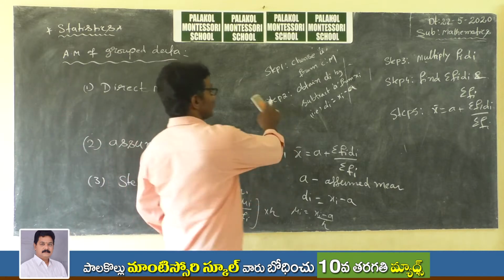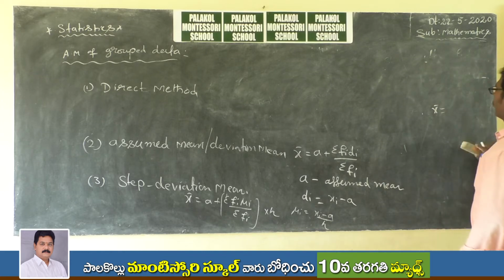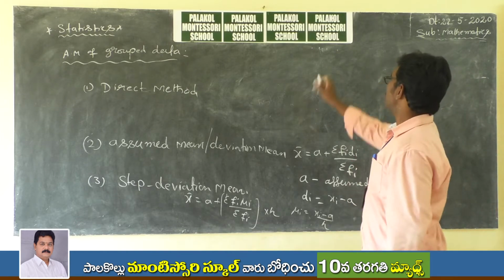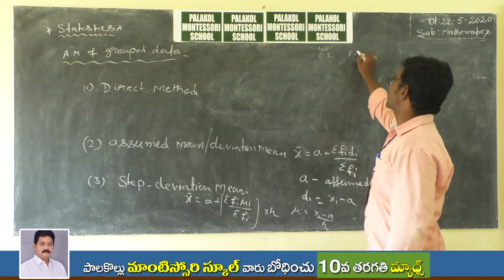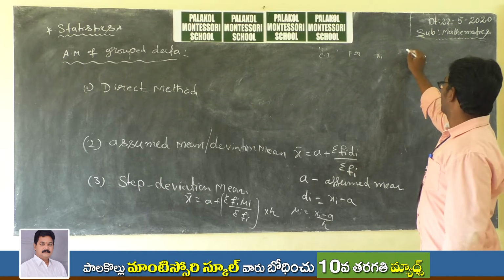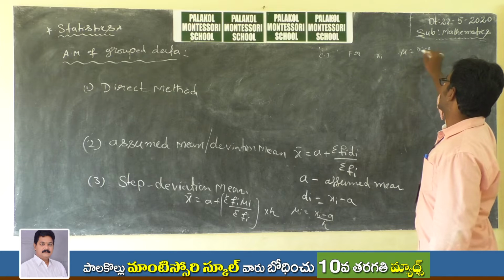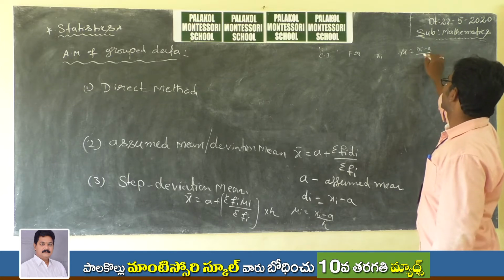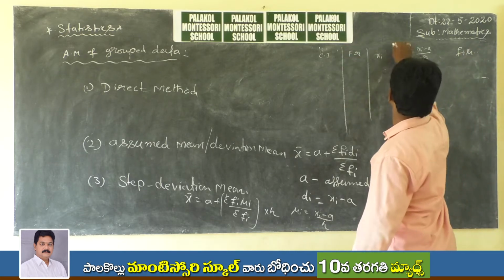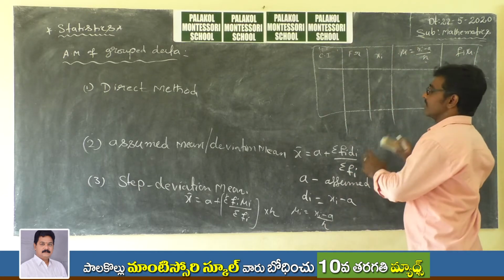In the step deviation process, first you fill the table. How many columns do you frame? Generally, the first column is class interval, next frequency, next class mark, next di. You find that ui is equal to xi minus a by h. So fi ui. 5 columns you frame.